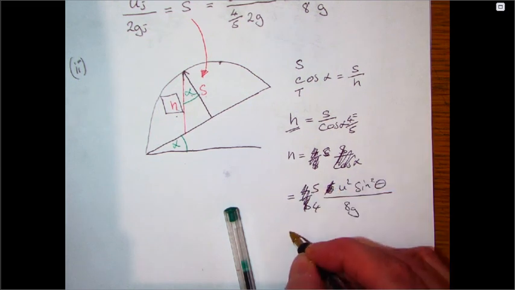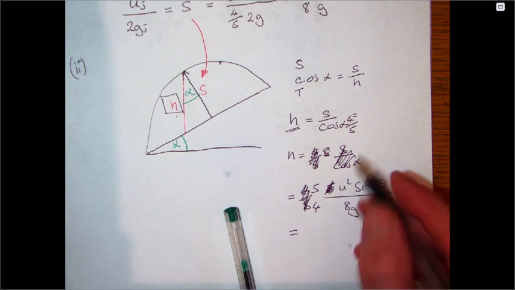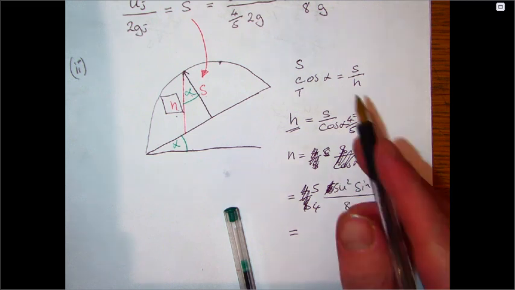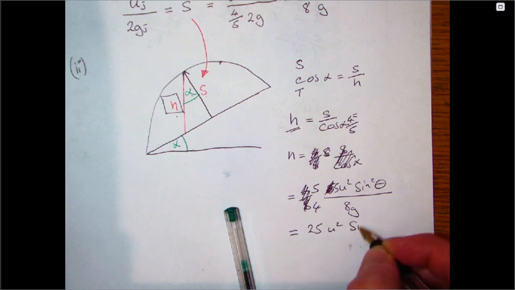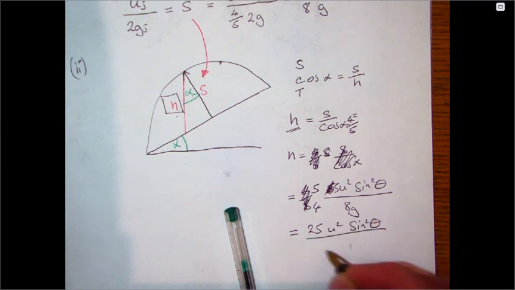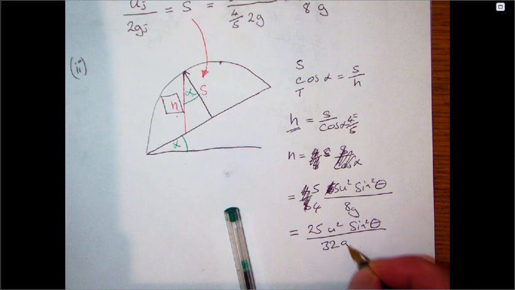So that's equal to 5 times 5 for the u squared, which is 25 u squared sine squared theta all over 32g. And I remember that's the question.